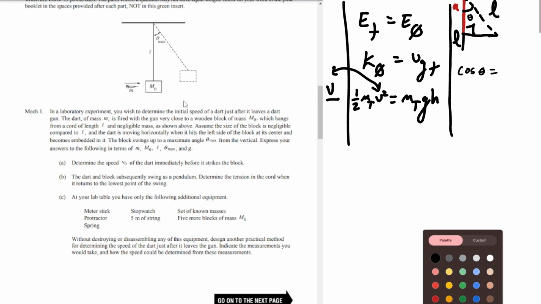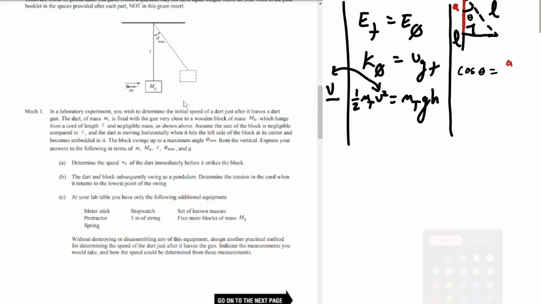And here theta max is created. Oh, I can't even write theta. I have to lower this. So here theta max is created. How can we relate A and L in terms of theta max? We're going to say cosine of theta has to equal A over L, right? So that means L cos theta is equal to A.